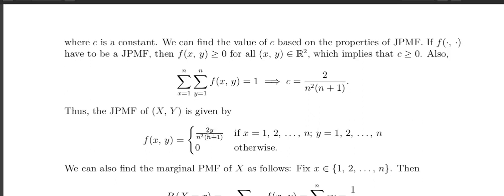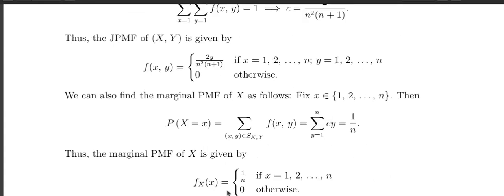Now once I have the joint PMF, I can find the marginal PMF of X and the marginal PMF of Y. So how can I find it? Notice that if x does not belong to this set, then there does not exist any (x, y) pair for which the joint PMF is positive. That means if I go outside this particular set, then the marginal PMF of X has to be equal to 0. Okay? Now I need to find the marginal PMF when I am in this set.